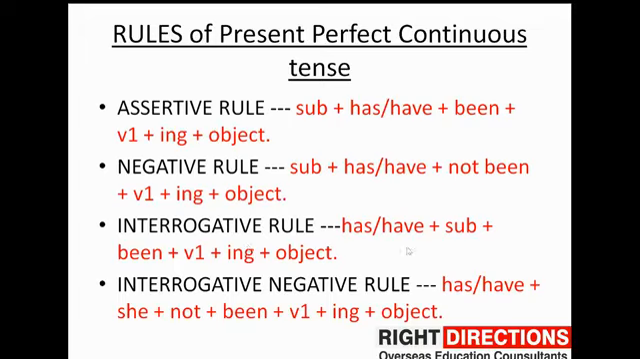For interrogative, things will remain same. Has, have will come beforehand, and at the end there must be a question mark. That I forgot to mention here. You guys please mention in interrogative negative rule. Again the same things. Plus क्या आ जाएगा आपका? Question mark at the end, and has, have plus subject plus not here.